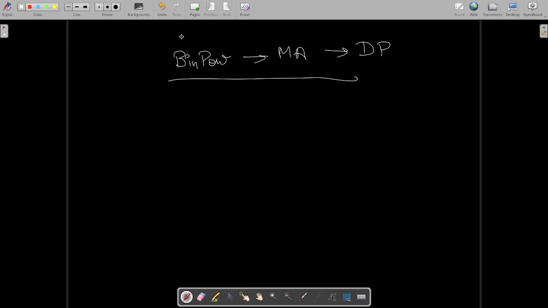So basically for counting DPs you need modular arithmetic, and for modular arithmetic you need binary exponentiation, right? So that's the order that I'll teach you. I'll start with binary power right now. It's called binary power, binary exponentiation, and a lot of different names, but everything corresponds to the same thing. So we'll start with binary exponentiation.